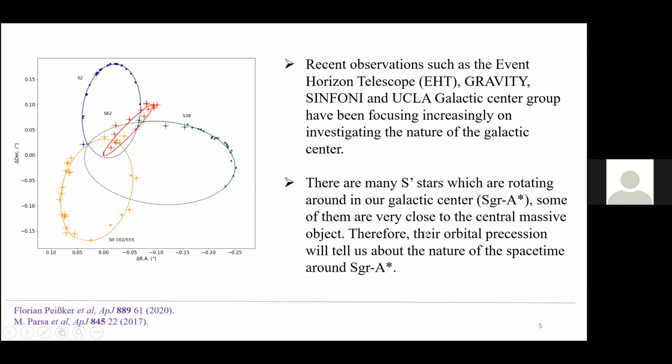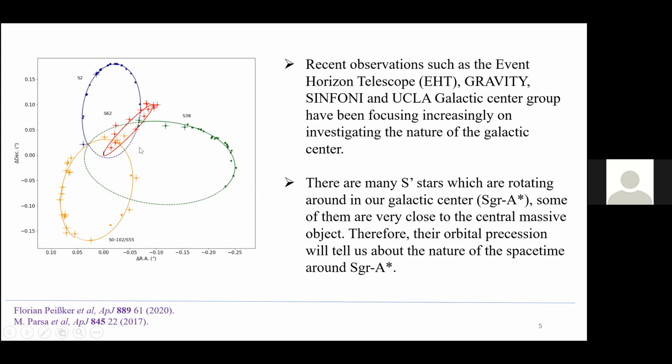You can see that recent observations, such as the Event Horizon Telescope, GRAVITY, SINFONI, and the UCLA Galactic Center Group, have been focusing increasingly on investigating the nature of the galactic center. There are many S stars rotating around our galactic center, and some of them are very close to the central massive object. Therefore, their orbital precession will tell us about the nature of the space-time and causal structure around Sagittarius A star.